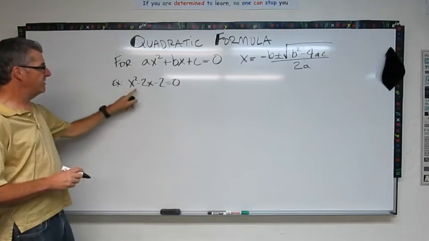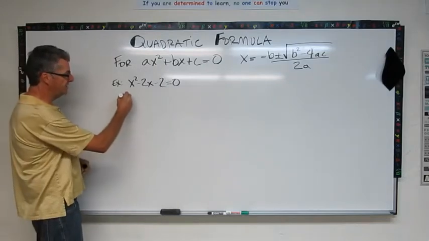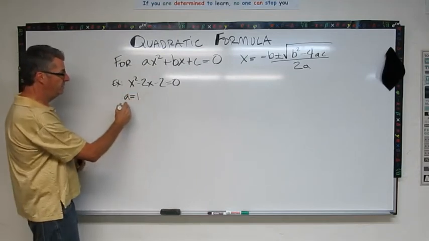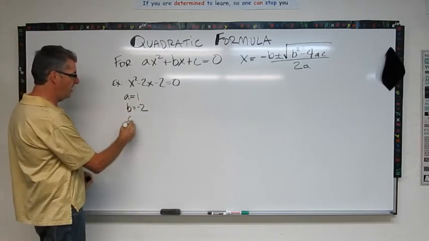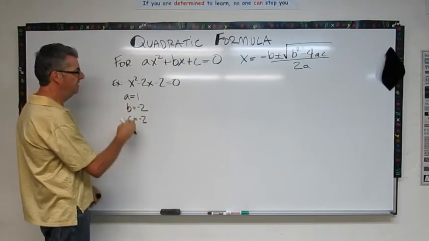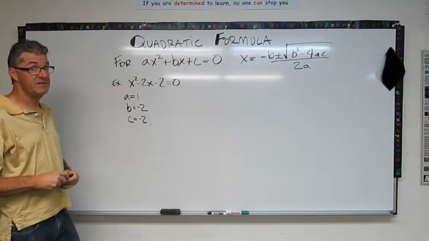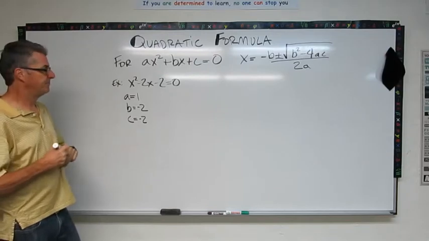Here's a fairly straightforward quadratic. What I like to do is write my letters. So a is 1, b is negative 2, and c is also negative 2. If you look at this, you're going to find that it's pretty hard to factor. In fact, it's not possible to factor it. So let's use the quadratic formula.